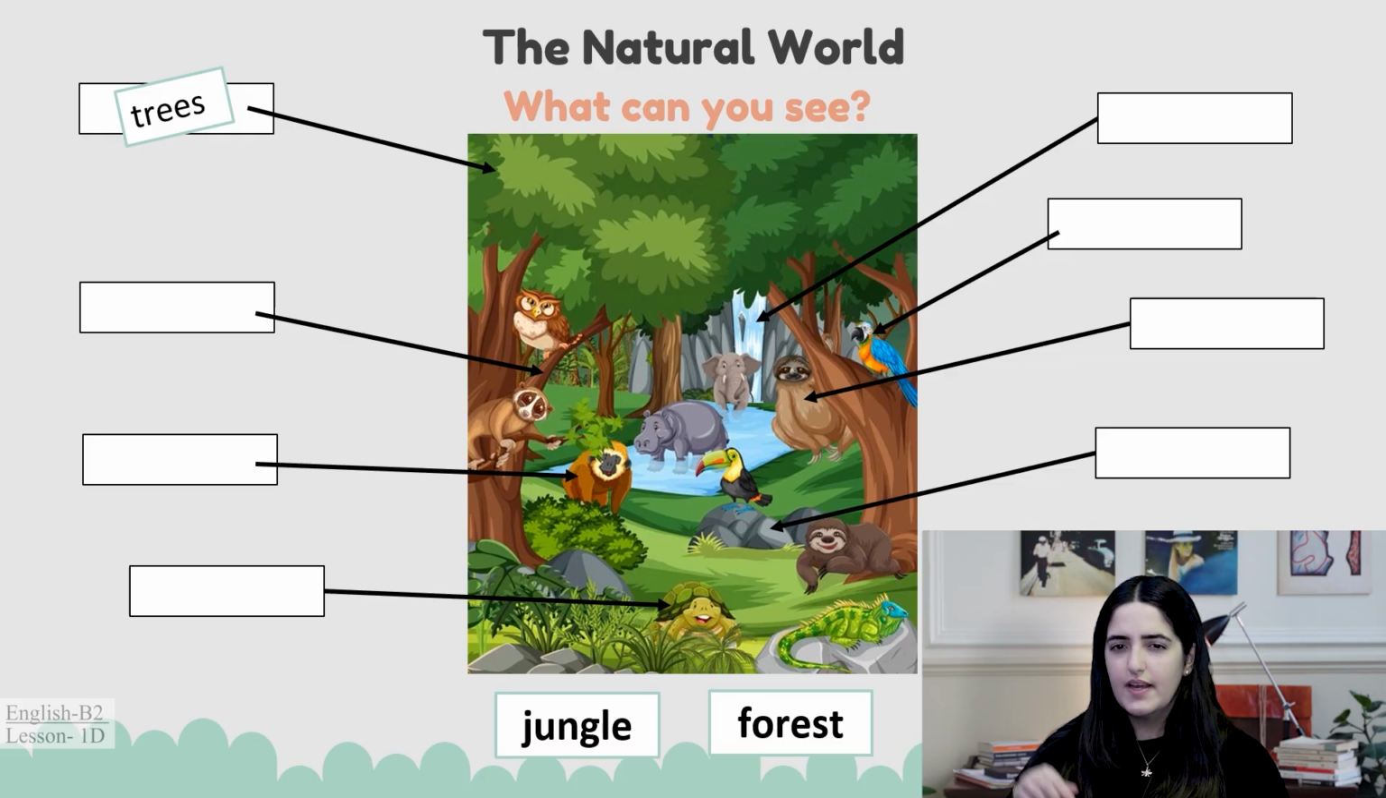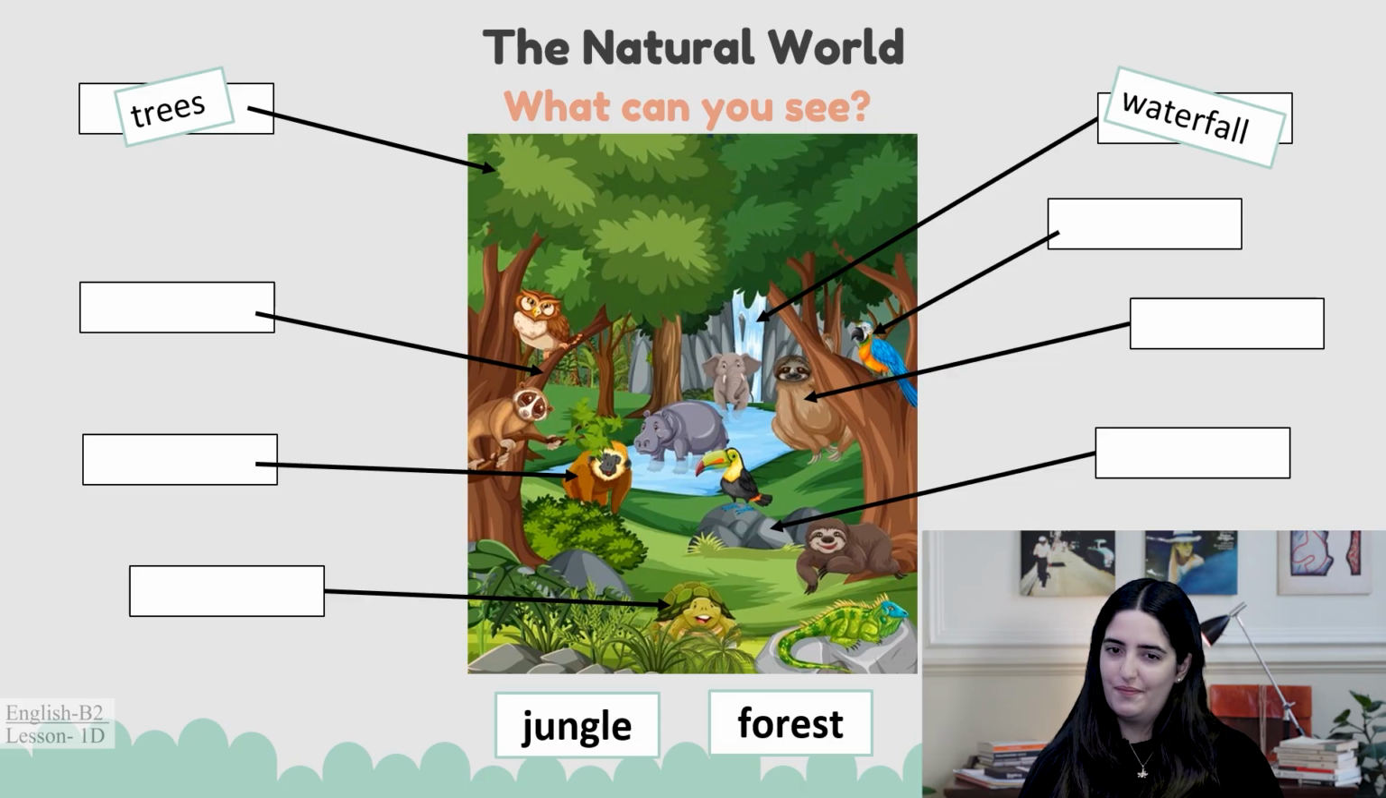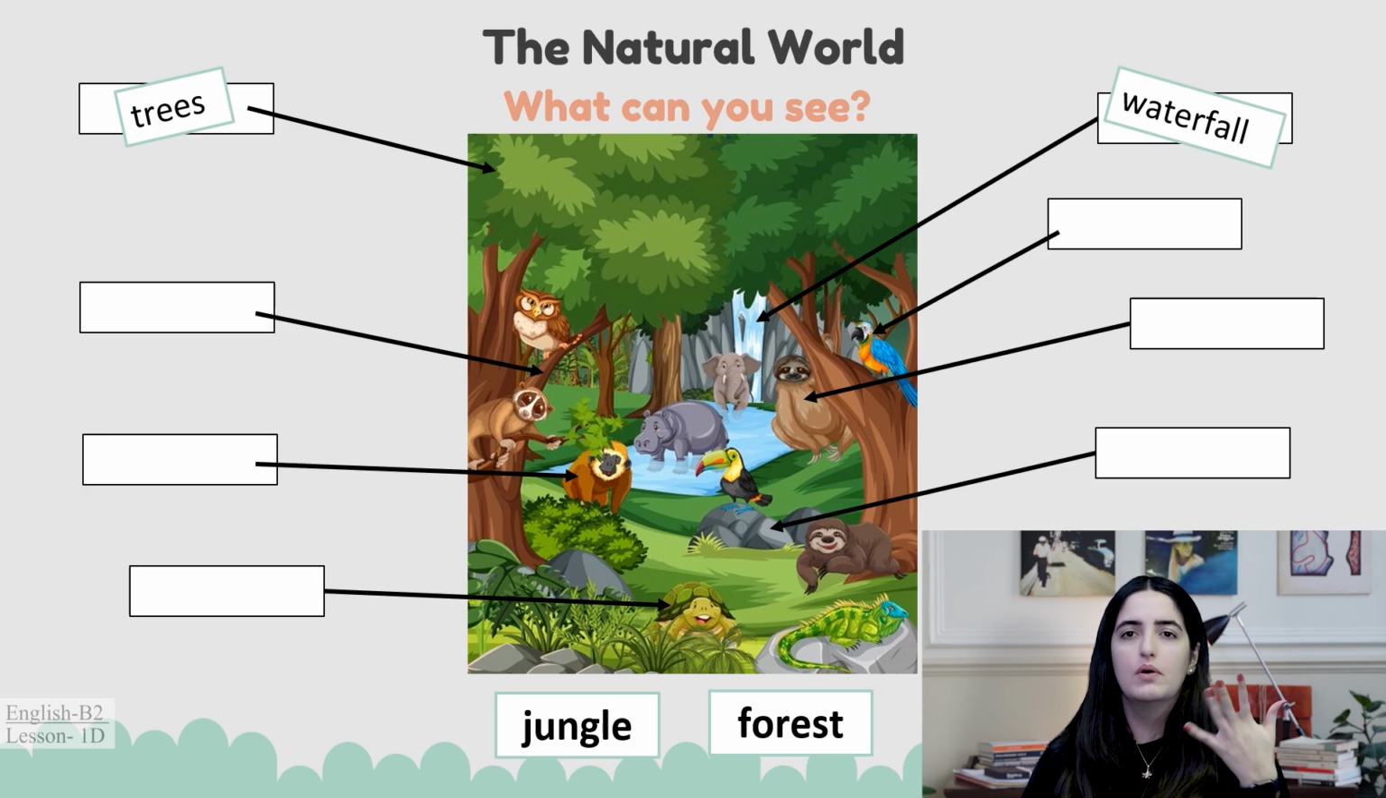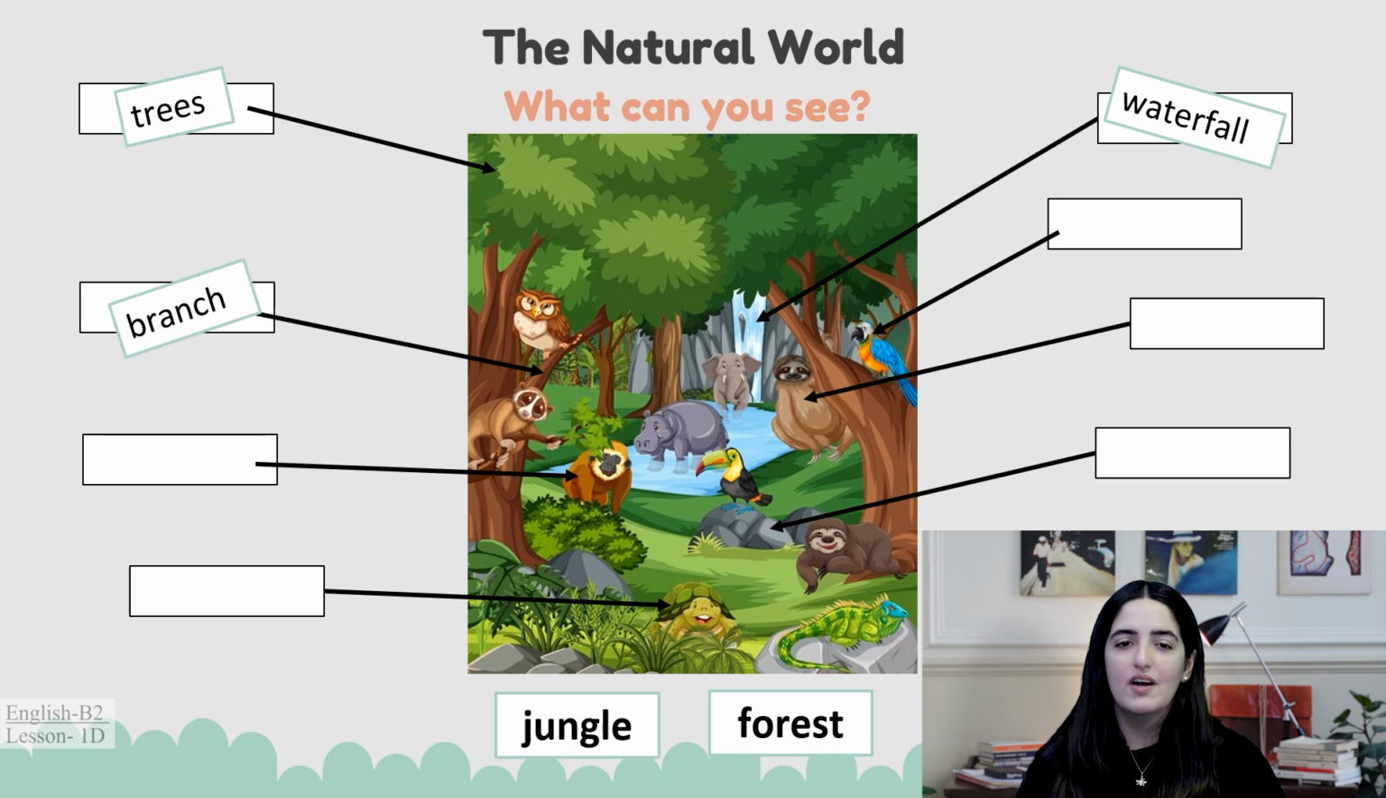Next, it's right at the back. If you can see where the arrow is pointing to, that water that's coming down. We've already talked about it. Pause and answer. It's a waterfall. Okay, what is next? It's part of a tree. What is it called? Pause and answer. It's a branch. A branch.